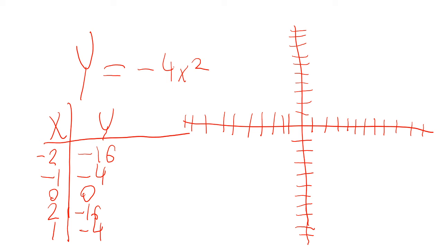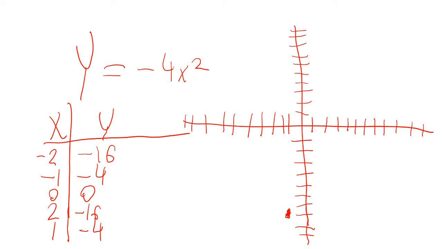Alright, so we're now going to graph it. Now, when x is negative 2, y is negative 16. Obviously, we don't have 16 marks here, so we're going to count by 2's. 2, 4, 6, 8, 10, 12, 14, and then 16. So that's right over here. We've got negative 2 and 16, that's right over here.